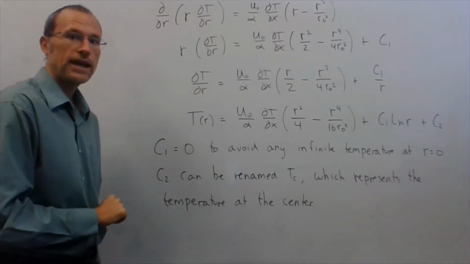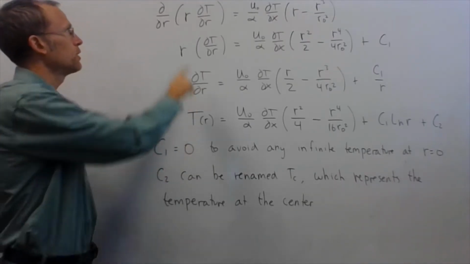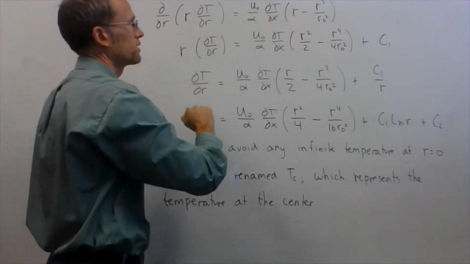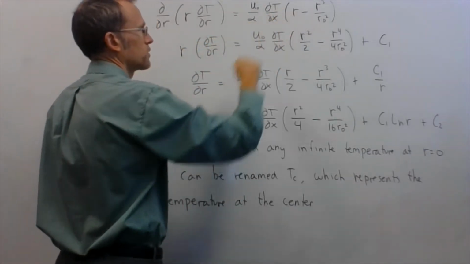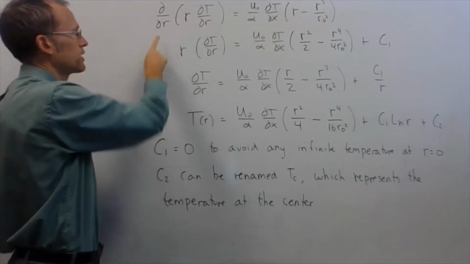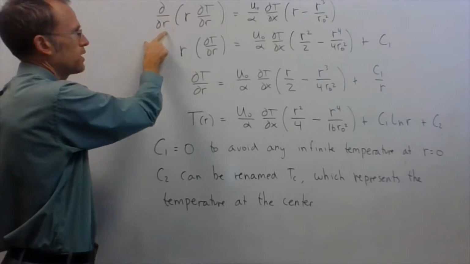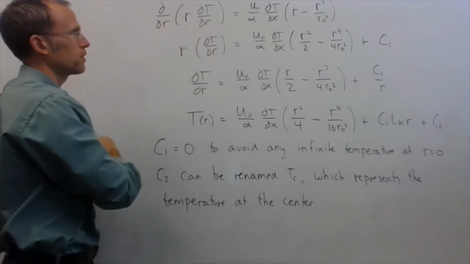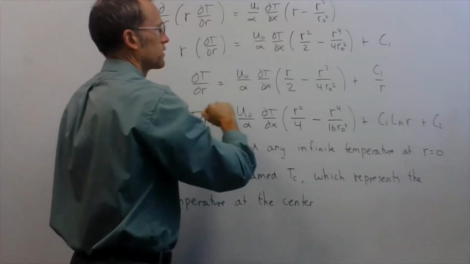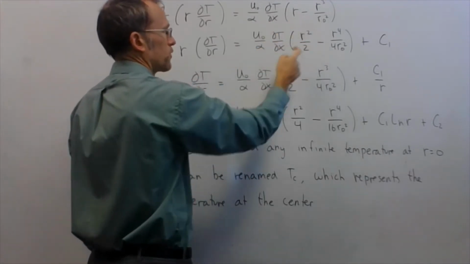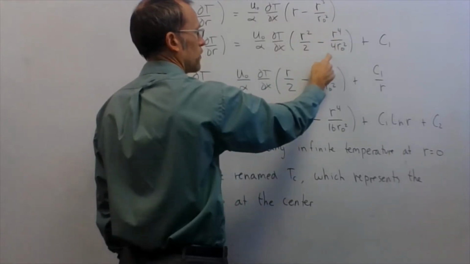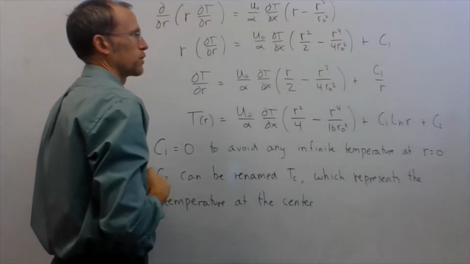So the equation we had, slightly cleaner form, d/dr of r dT/dr is U0 over alpha dT/dx. Then I put the r inside the parentheses, so I have r minus r cubed over R0 squared. Again, integrate this guy, so that derivative goes away. I'm just left with r dT/dr. On this side, this stuff's all constant, so U0 over alpha dT/dx. Integral of r is r squared over 2. Integral of r cubed is r to the 4th over 4. R0 squared is still there.